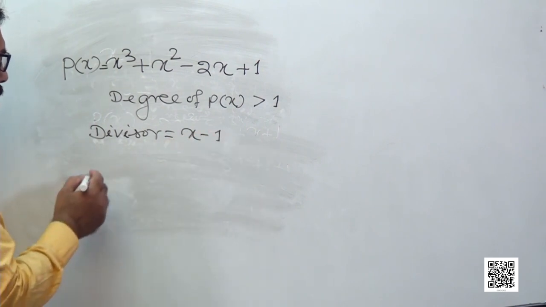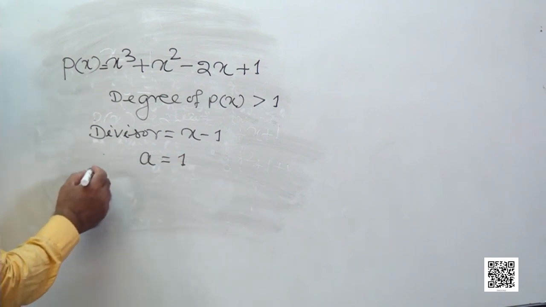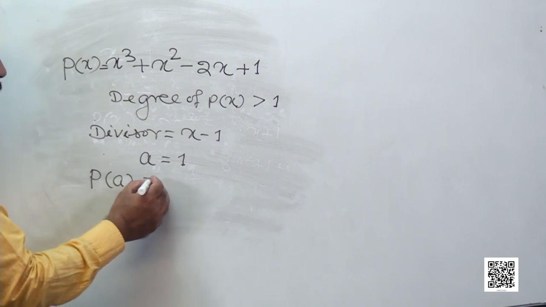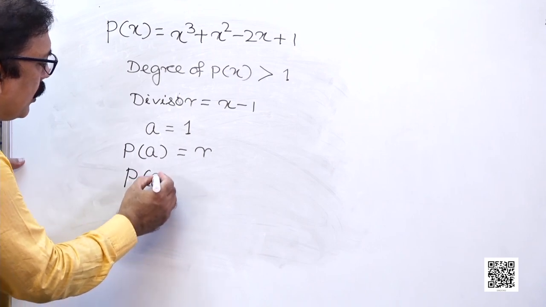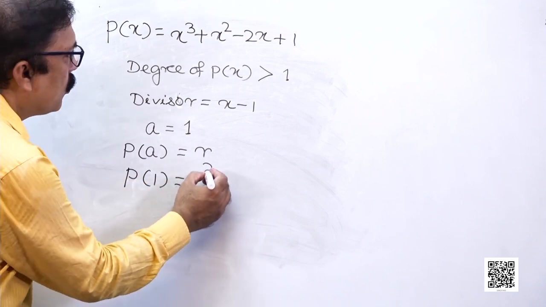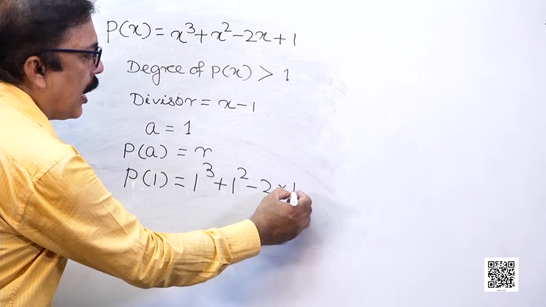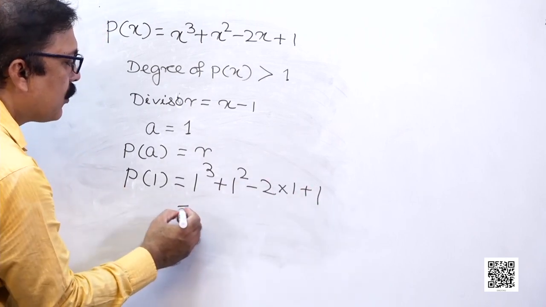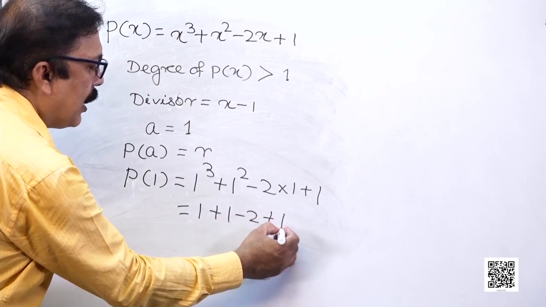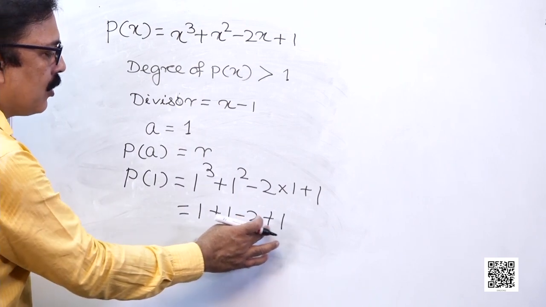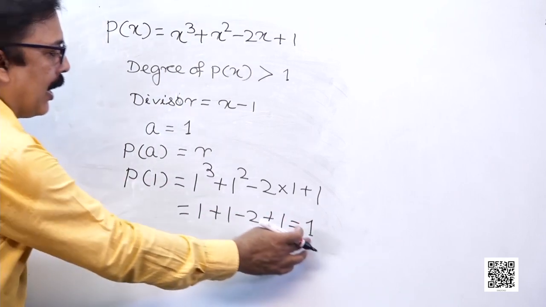x minus 1. So the divisor is x minus 1. If we compare this, our a is equal to 1. So in that case, p(a) is the remainder. So what is p(a) here? That means p(1) is equal to 1 to the power 3 plus 1 square minus 2 into 1 plus 1, and this is equal to 1 plus 1 minus 2 plus 1, the result is 1, so the remainder is 1.